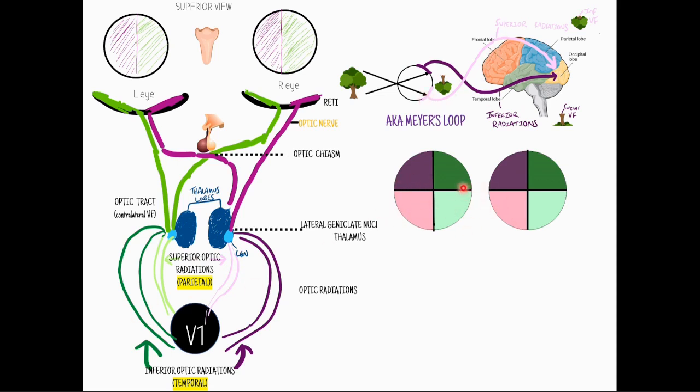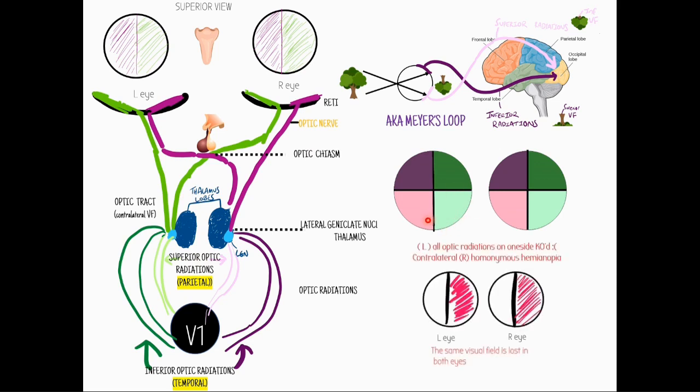And then we have the same for the greens. We have the superior on the right, so it's going to be on the right visual field because it's on the left side, and it's going to be superior because the inferior loops will be superior visual field, and then the superior radiations in light green will be the inferior right visual field.